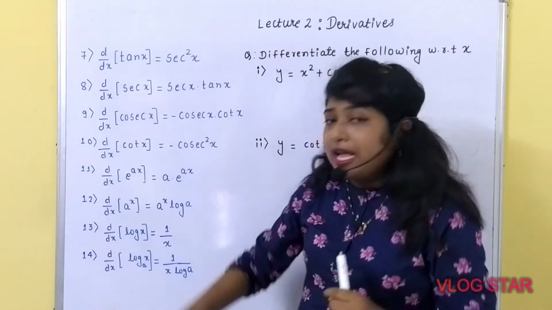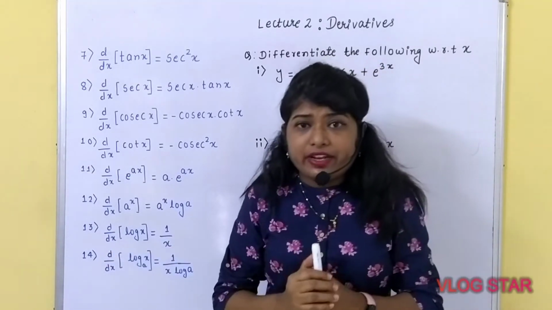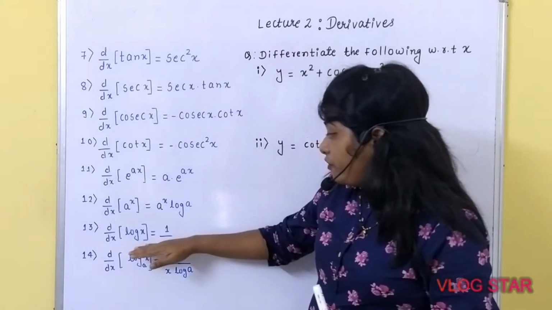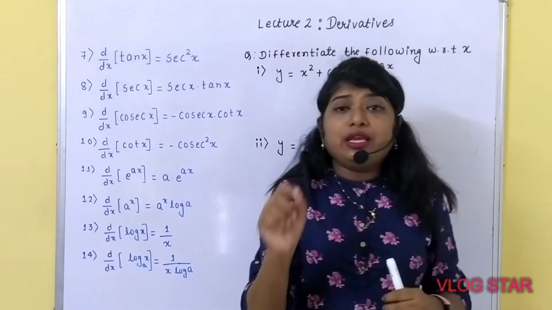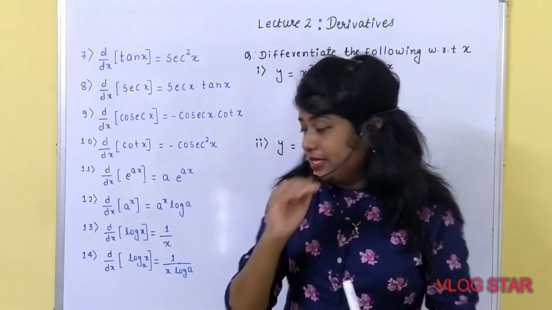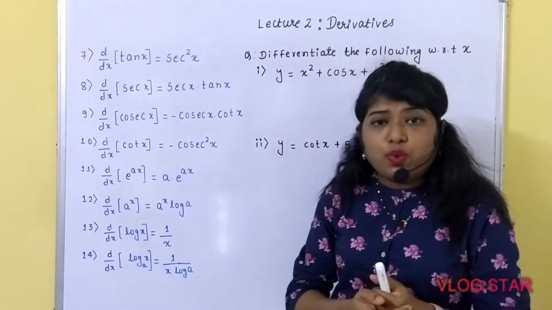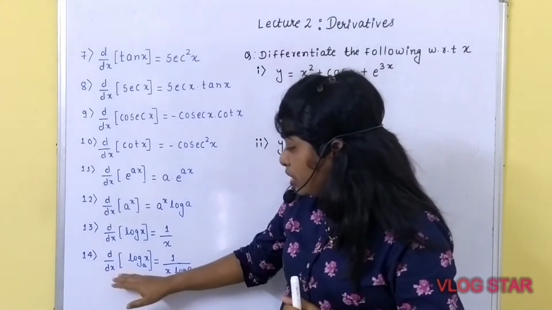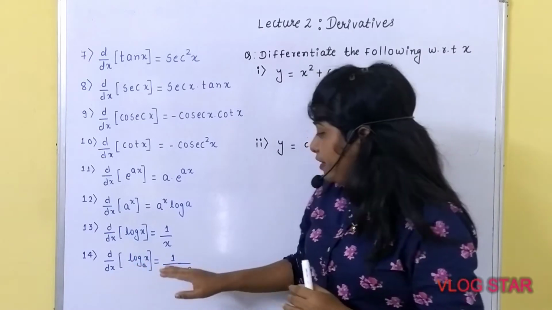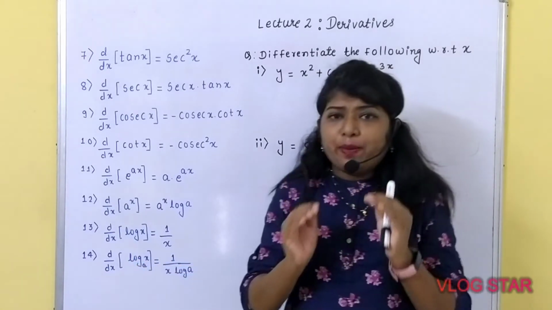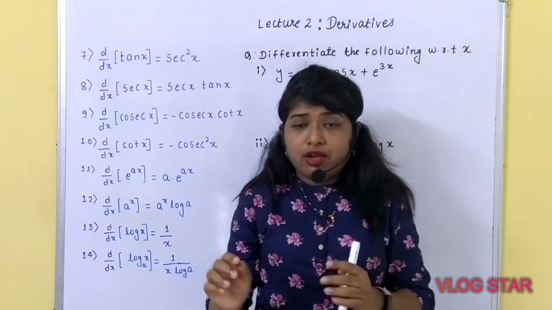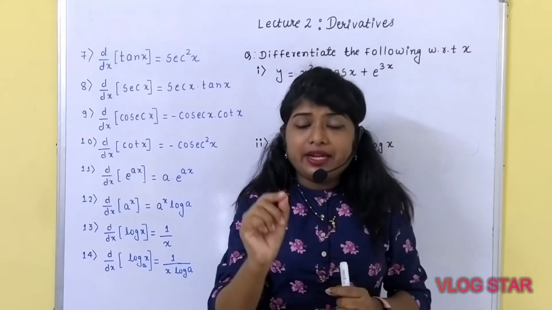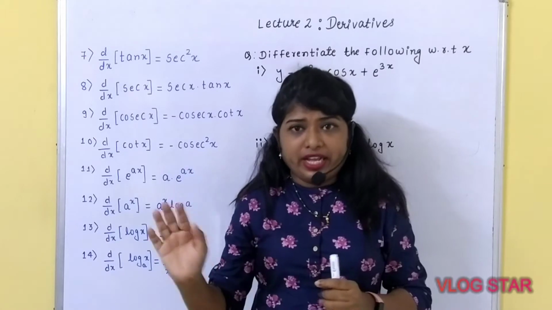Next formula is how you are going to calculate the derivatives of the log function. The log function derivatives is always equal to 1 by x. And the last important formula is what? If you need to calculate derivatives of log to the base a of x, which is given by 1 upon x log a. So total you have to remember 14 standard formulas related to derivatives.